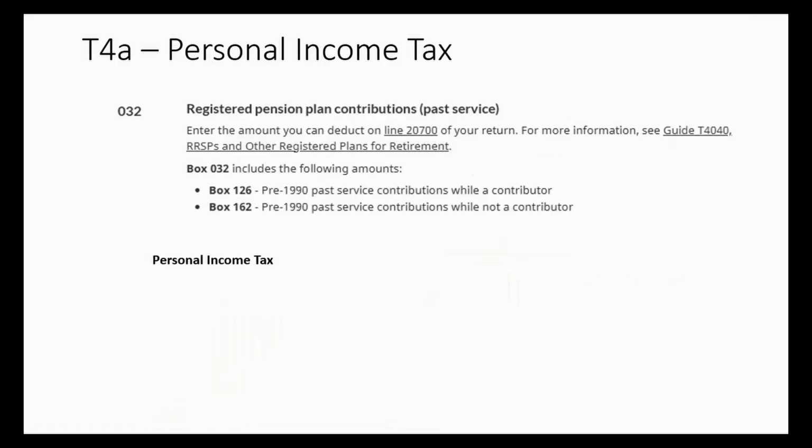Next up you have code 32. This is your registered pension plan contributions for past service. You will need to type in the amount you can deduct on line 20700 of your return. For more information, see guide T4040. Box 32 covers the following amounts: box 126, pre-1990 past service contributions while a contributor; box 162, pre-1990 past service contributions while not a contributor.